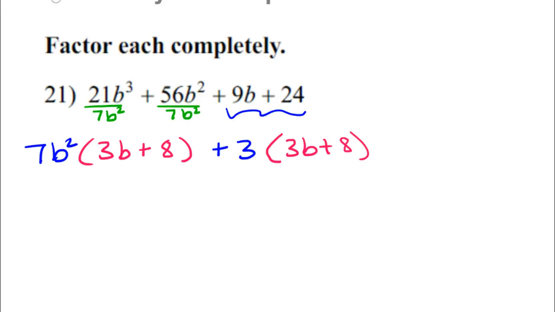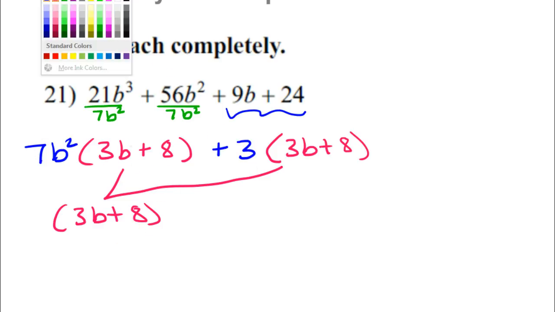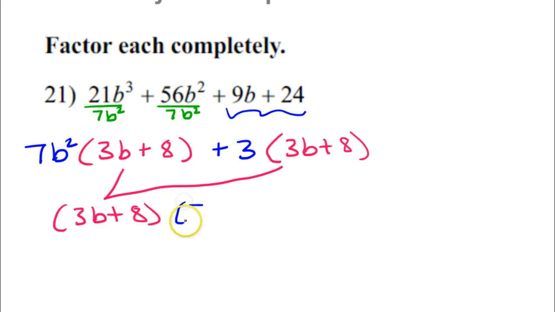So because the pink part is the same, the parentheses, it is itself a common factor. So anytime you have a common factor, you're going to factor it out, put it out front. So I'm going to have 3b plus 8 as basically the GCF now, and I bring it out. That's going to leave behind the blue part, which is 7b squared plus 3.